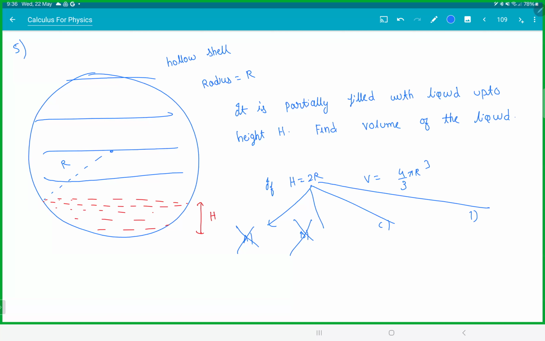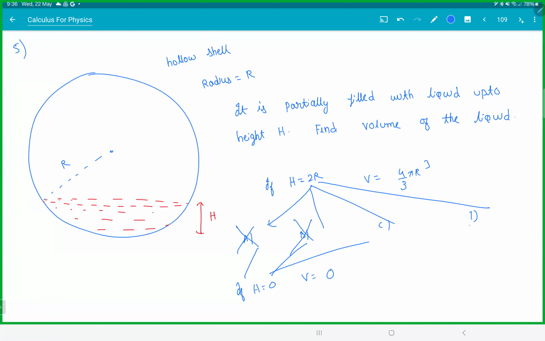Are you clear? There is one more way to guess. There is one more data point. There are actually 2 more data points. Suppose h is equal to 0, what does it mean? There is no water. The volume is 0. So if you put h is equal to 0, I should get 0. Whoever doesn't give 0 is wrong.